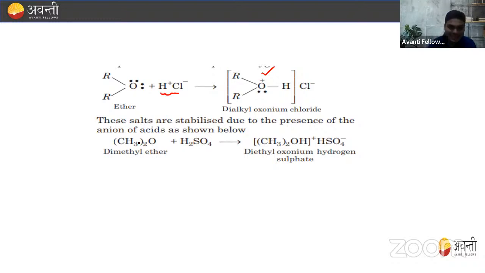So this is the dimethyl ether we have, CH3 twice O, and this is the H2SO4. So whenever this dimethyl ether reacts with this H2SO4, what do they form? Dimethyl oxonium hydrogen sulfate. Always remember this thing. So the formation of salt takes place. So due to the ethereal oxygen, due to the donation of lone pair of electron, salt formation takes place.